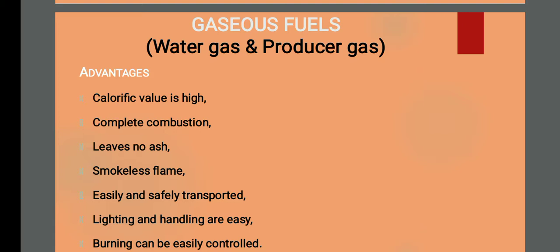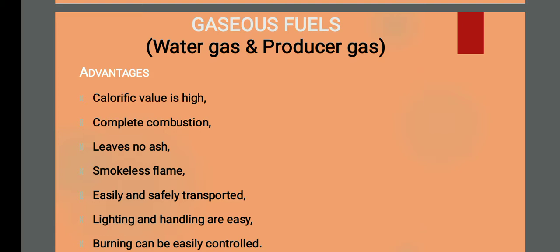Gaseous fuel is found to be more advantageous compared to solid and liquid fuel, and we can see what the advantages are. First one, it has a high calorific value. The calorific value of solid and liquid fuels is lower compared to gaseous fuel. Second, it undergoes complete combustion. It leaves no ash and the flame is smokeless. Next, it is easy to transport, and also safe to transport. Lighting is very easy as well as handling, and burning can be easily controlled. We are using LPG and all in our homes. So these are the main things you have to remember.